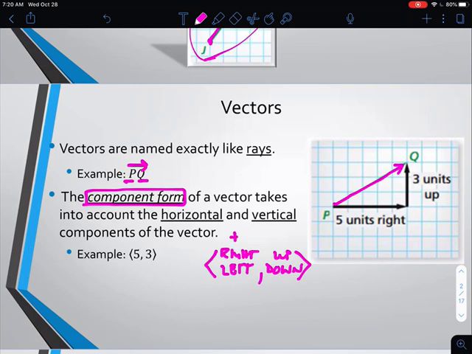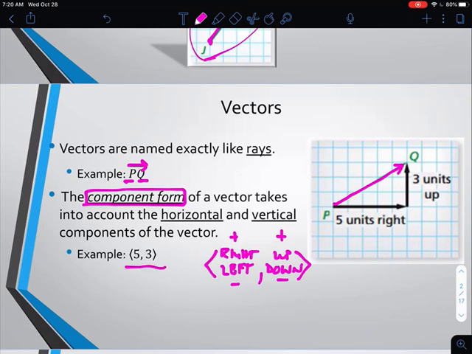So right is going to be a positive number. So anytime you see a positive, it means head to the right. If you see a negative, that means you're going to head to the left. Okay. For the up and down, if you're going to go up, you're going to see a positive number. And if you're going down, you're going to see a negative number. So knowing what the sign tells you is also important. So how far do I move and in which direction?